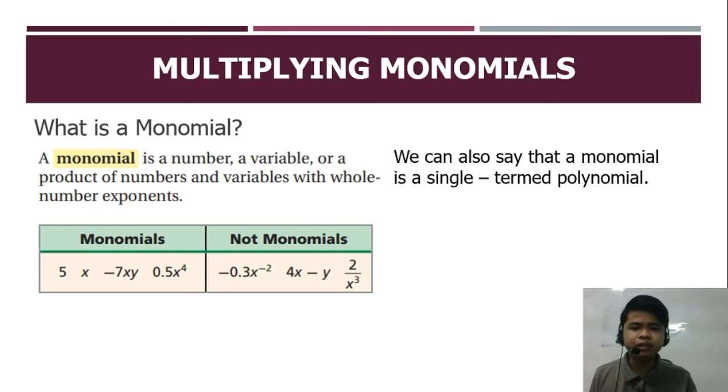In other words, a monomial is a single term polynomial. So, kapag dalawang term yan, hindi siya makukonsidered as a monomial. Or kapag meron siyang negative exponent, it is also not considered as a monomial. Or kapag yung variable na merong exponent ay ang denominator, it can't also be considered as a monomial.